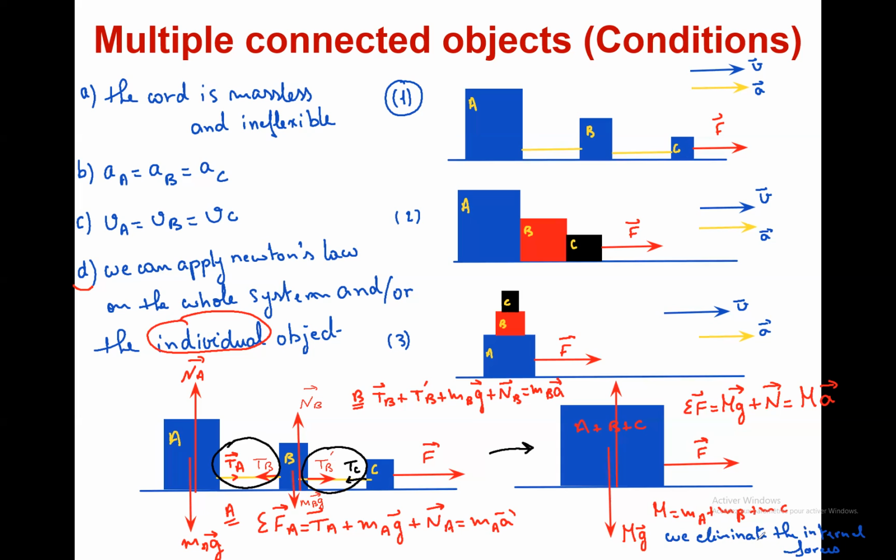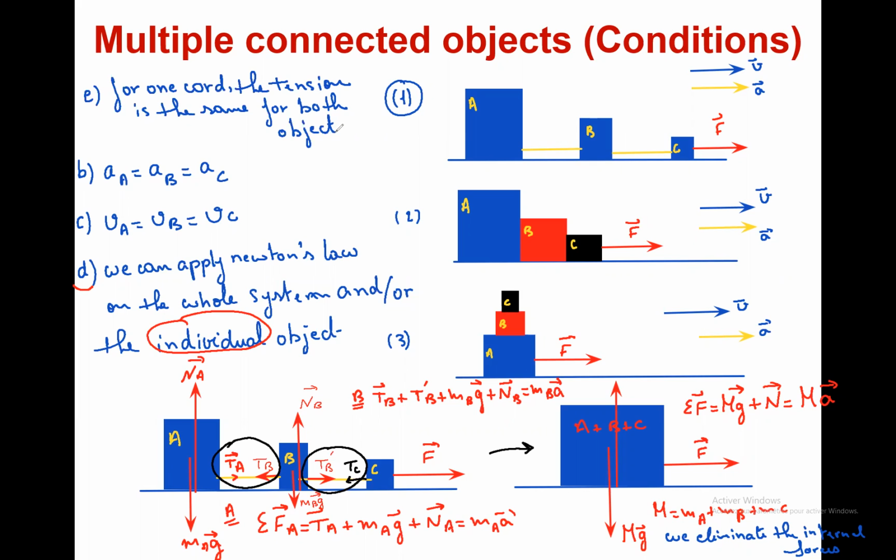I think we have one more condition. I want to add this condition here, condition E. For one cord, the tension is the same for both objects.